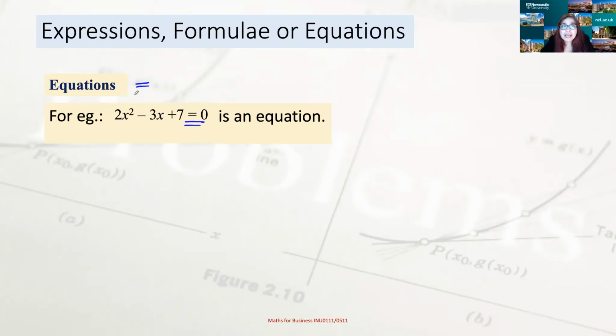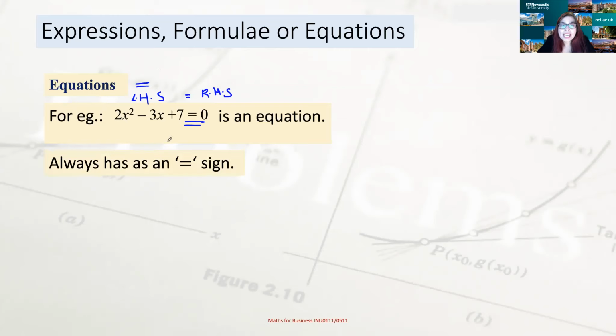So here we have the left-hand side. On the left-hand side, what is that expression? 2x squared minus 3x plus 7. And on the right-hand side, what is the expression? It is 0, isn't it? So what does our equation say? Our equation says that the left-hand side is equal to the right-hand side: 2x squared minus 3x plus 7 is equal to 0.